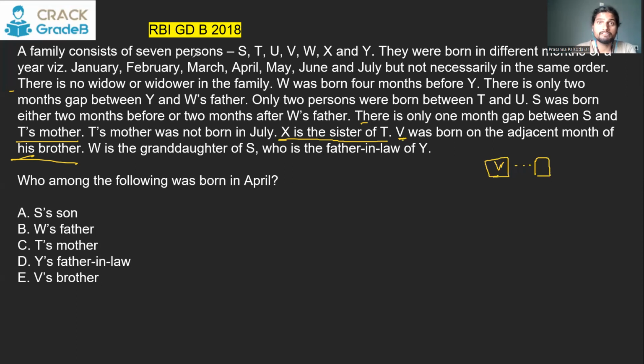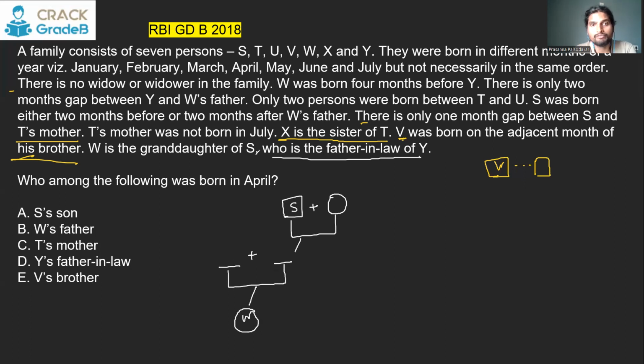So of course, we are going to start with this statement because this statement tells us about the 3 generations. So W is the granddaughter of S. So S is a person. If he has a granddaughter, that means his wife also exists because there is no widow or widower. And he's a male because he's the father-in-law of Y. So S is a male who is married to a female. They have a son or daughter who is also married, and that is why they have a granddaughter whose name is W. So W is the granddaughter of S, who is father-in-law of Y.